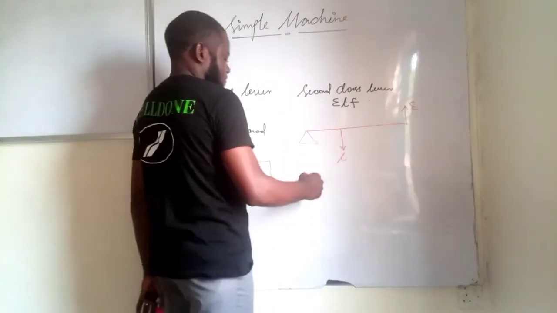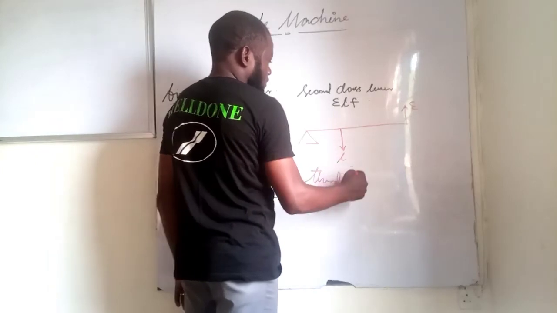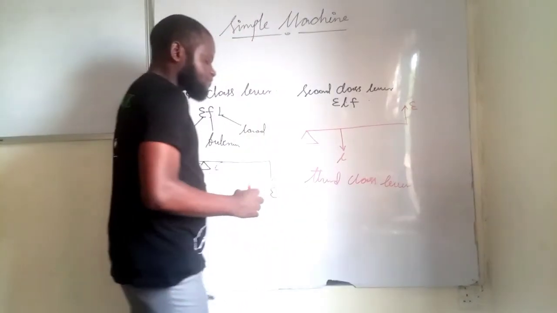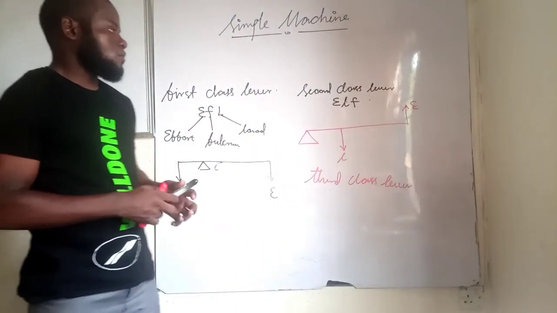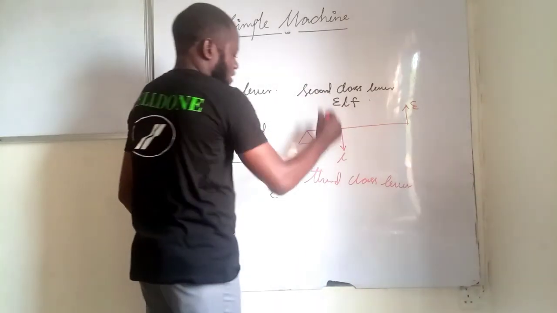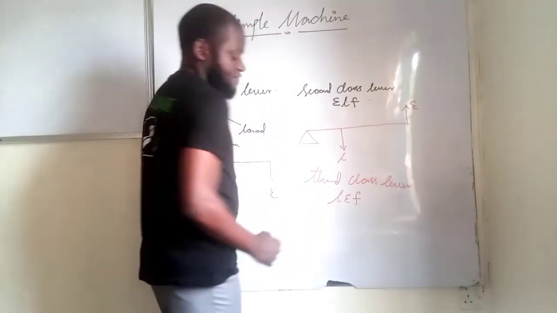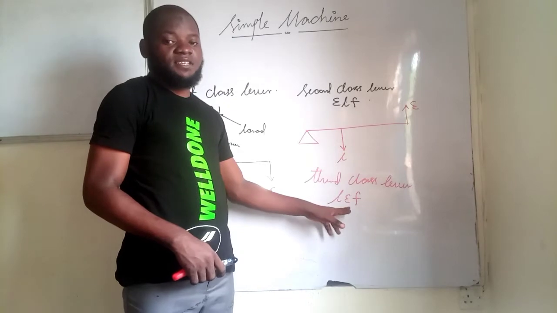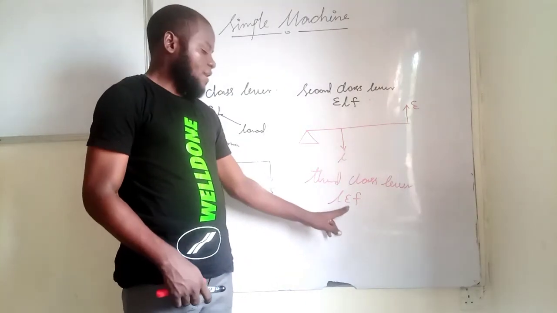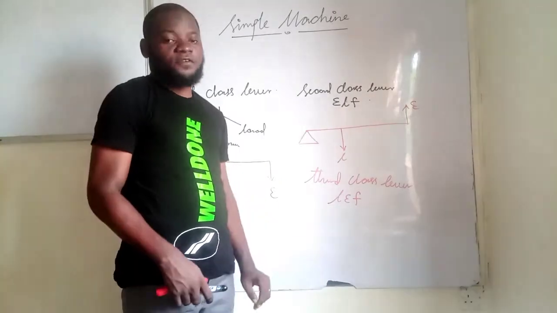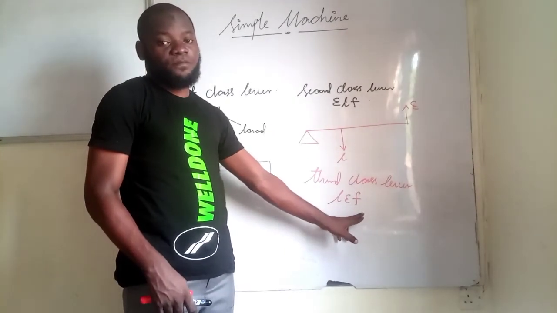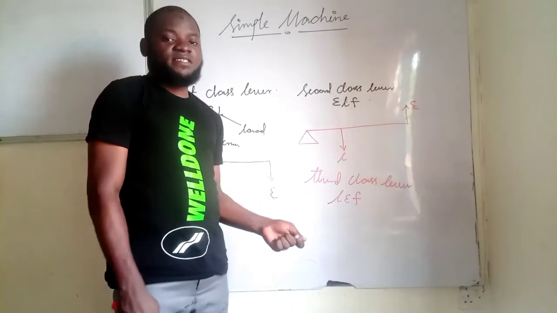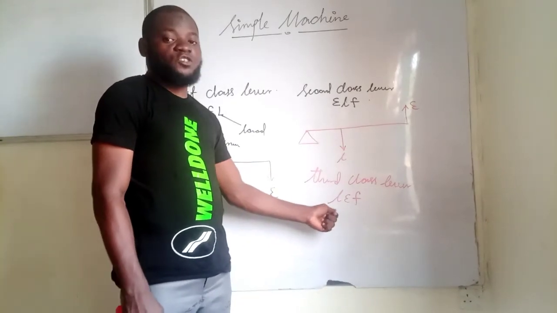Then for the third class level, we have the case with a difference now. We have LEF. All together now. That is, the effort is in between the load and the fulcrum. Effort is in between load and fulcrum. And the effort is closer to the fulcrum compared to the load. Are we together now? So the first characteristic is that effort is in between load and fulcrum.